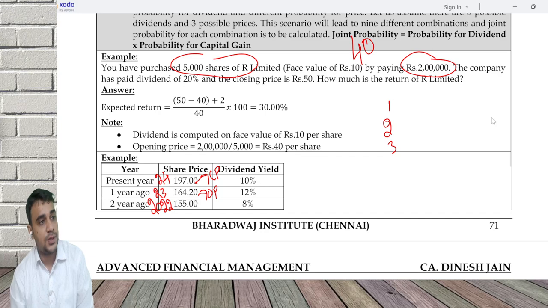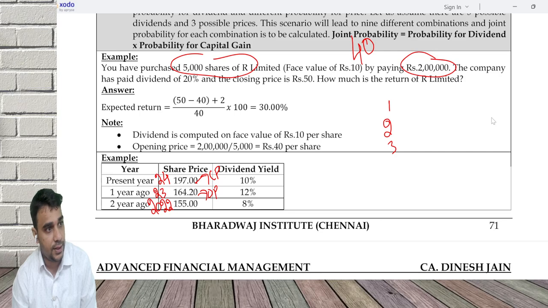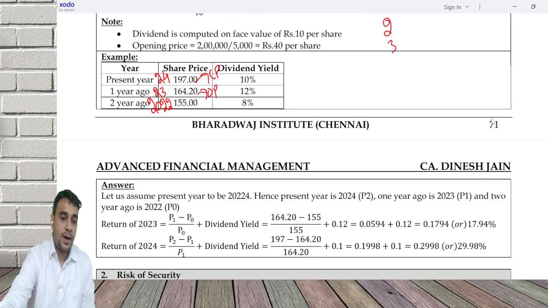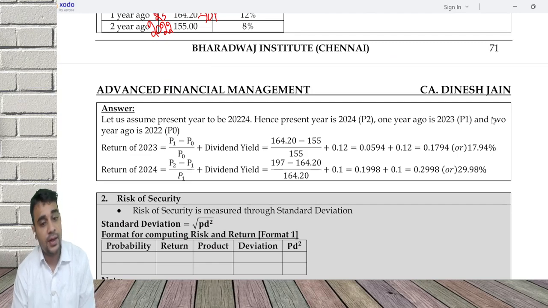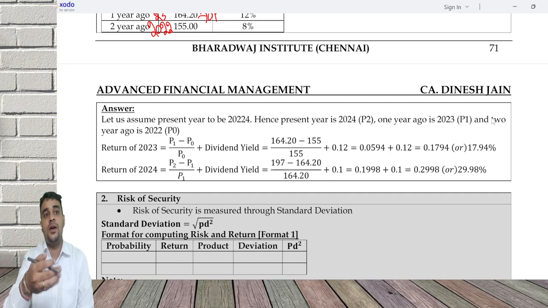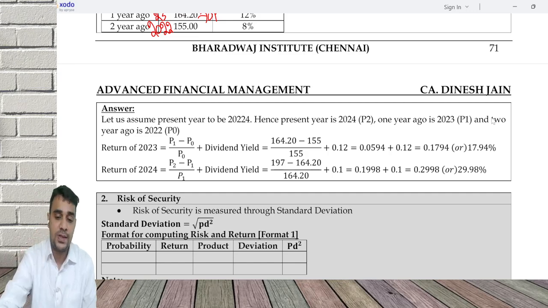Return of 24 is equal to price of 24 minus price of 23 divided by price of 23 plus the dividend yield of 24. So 197 minus 164.2 divided by 164.2 plus 10% directly. Any doubts on this? The order in which they have given it is reverse. What you normally see is like this.